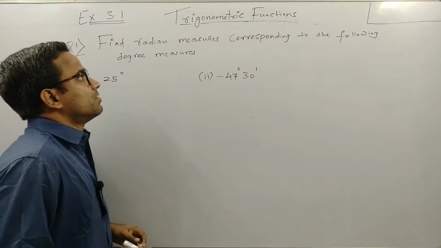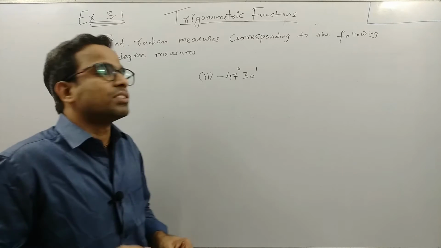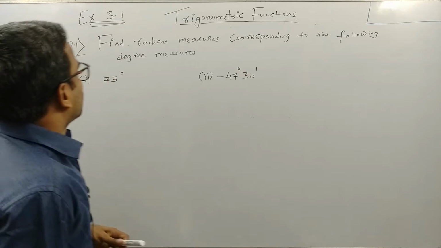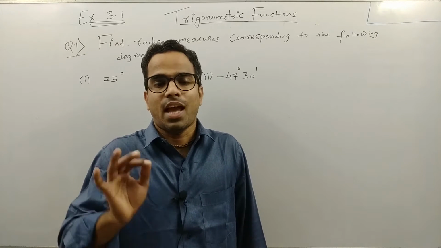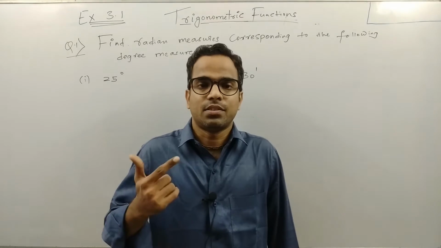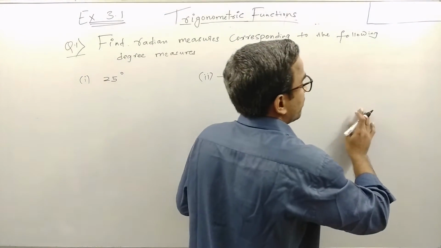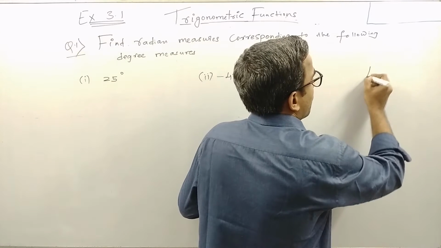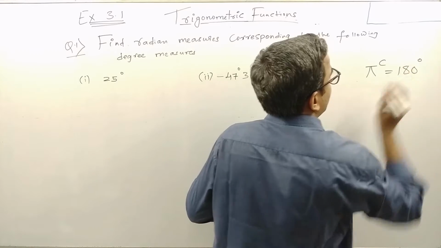Today we will see the very first exercise of the chapter trigonometric functions. There are two units of measuring angle: one is radian, another is degree. The relation between radian and degree, as we have seen in the previous lecture, is: pi radian is equal to 180 degree.